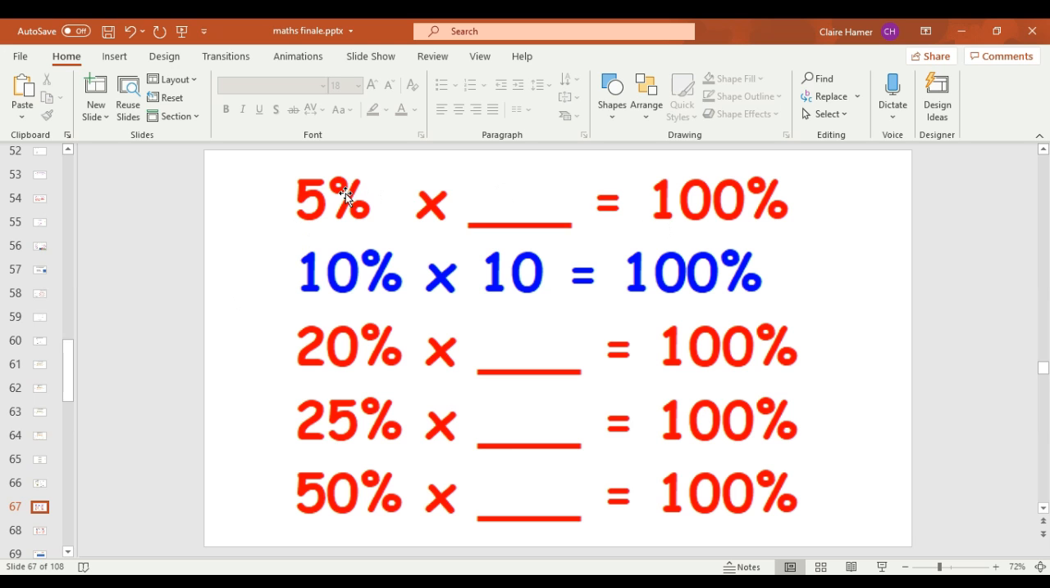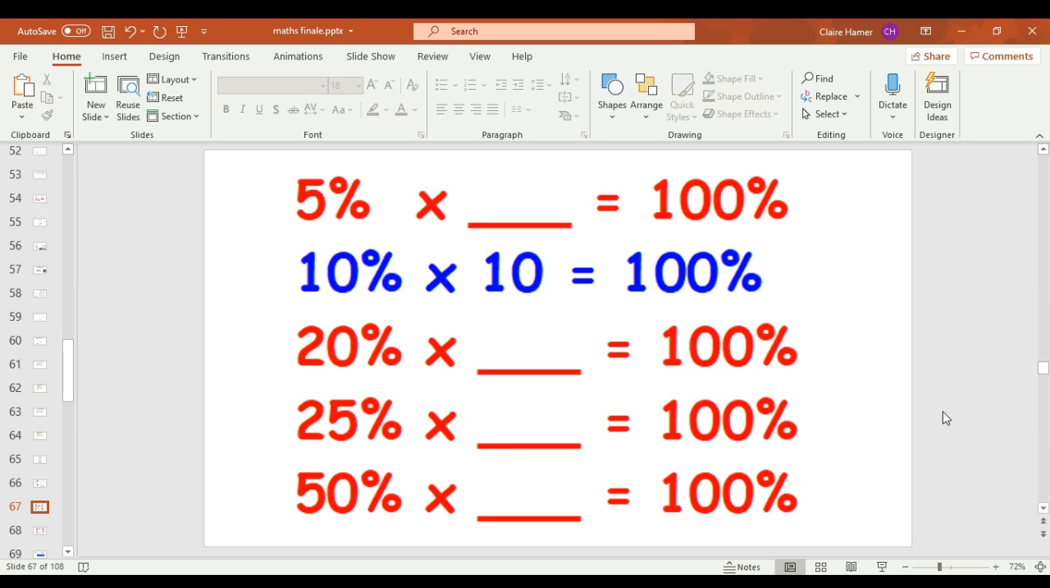If you're struggling, first of all, think about what do you multiply 5 by to get to 10. That's a good starting point. Same for 20 multiplied by what is 100. So pause the video and complete the other 4 facts which are on screen, and I suggest you write them out because they'll be good to refer to later on.